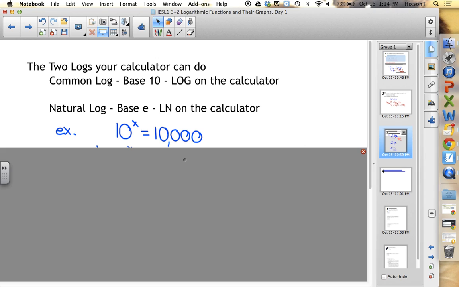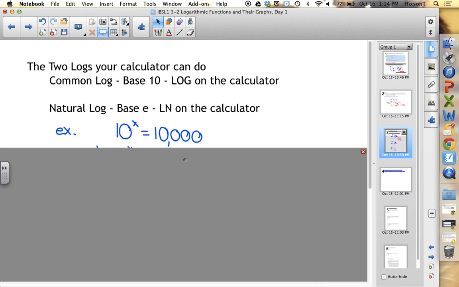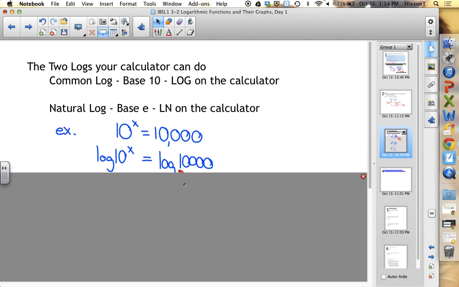calculator, okay? 10 to what power is 10,000? 4. It's the 4th, alright? Count the zeros. We have 4 zeros, it's 10 to the 4th. Okay? Now, if we were solving this with a logarithm, we would take the log base what of both sides? The 10. The log base 10 of both sides, okay?